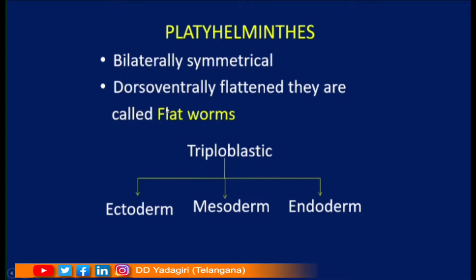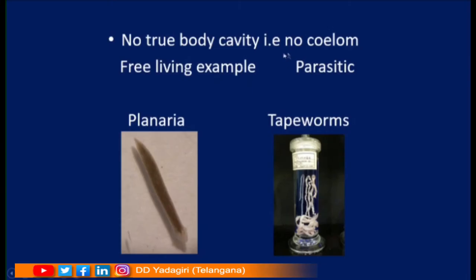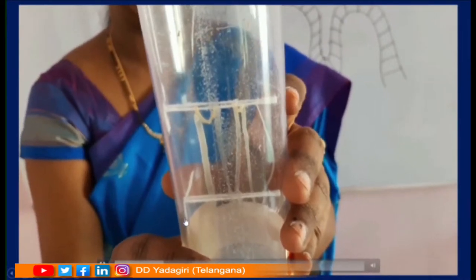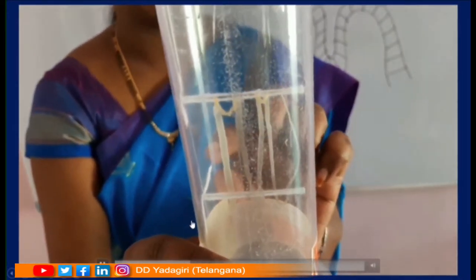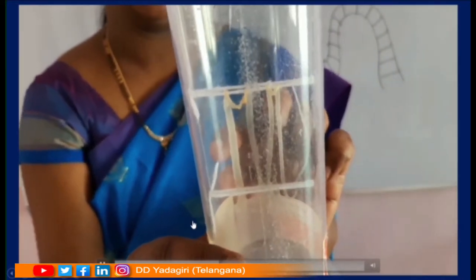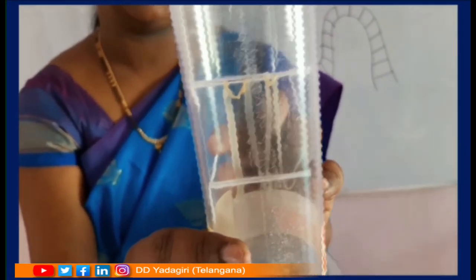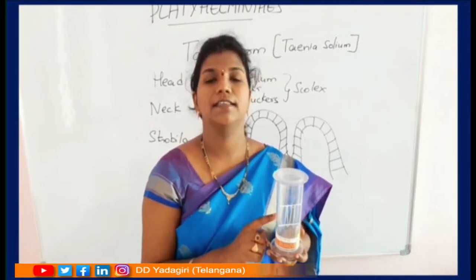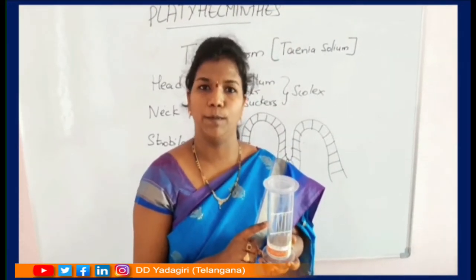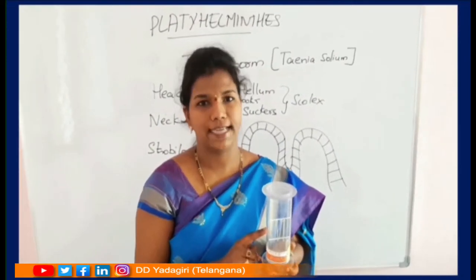They are triploblastic. First is ectoderm, that is the outer layer, mesoderm, the middle layer, endoderm, the inner layer. There is no true body cavity, that is, they do not have any coelom. A free living example is planaria. The parasitic one is tapeworm. It is so small, like a pinhead, right? You can see segmented structures, right? These are proglottids. You can see they are dorsoventrally flattened, isn't it, children? So, children, these Platyhelminthes do not have any specific coelom. That means there is no specific coelomic cavity.